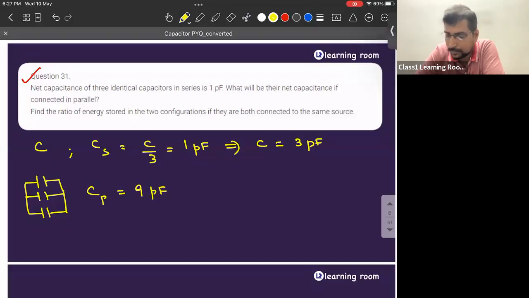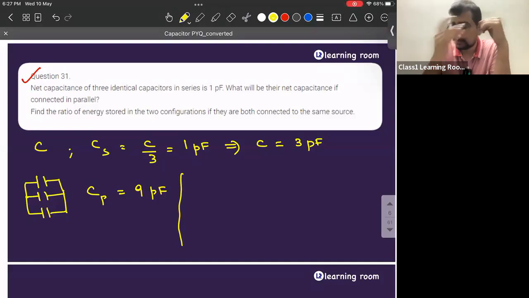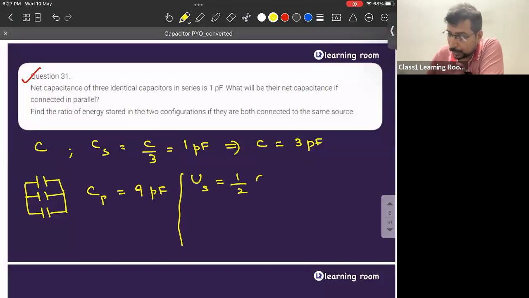Now, the second part they are asking is to find the ratio of energy stored in the two configurations if they are both connected to the same source. So if they are connected across the same potential difference of V, what will be the ratio of the energy stored in the two configurations? The energy stored in series is equal to half into C series into V square. That is equal to half into 1 into 10 power minus 12 into V square.